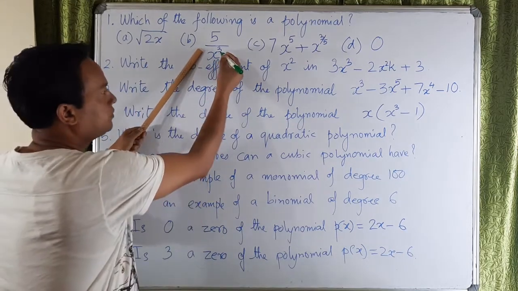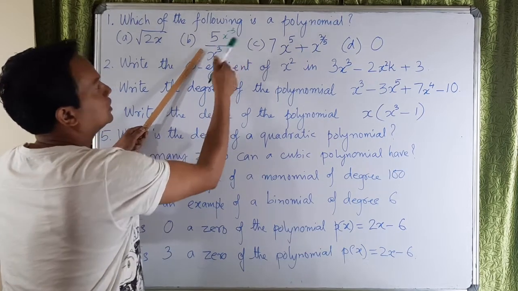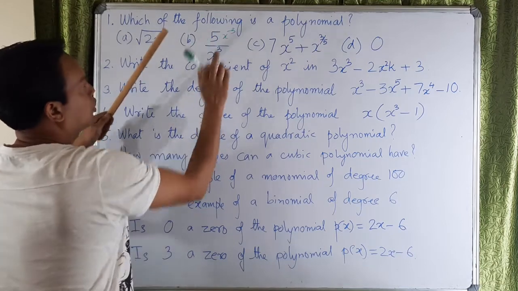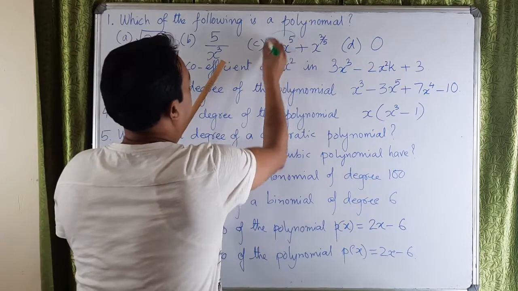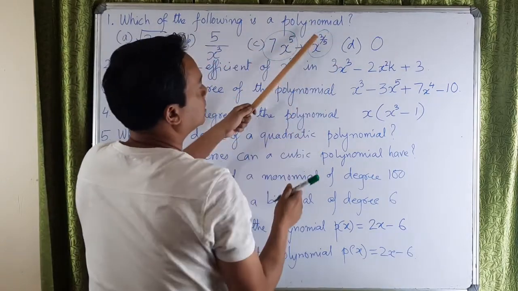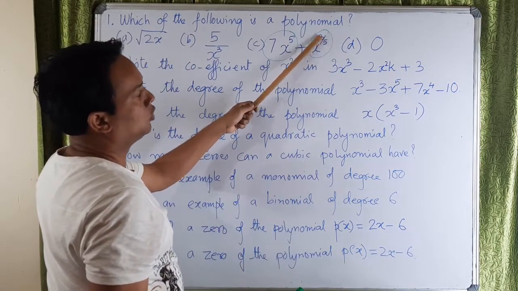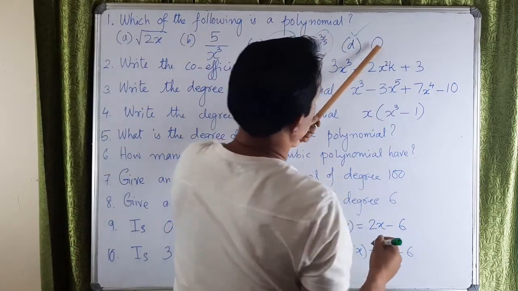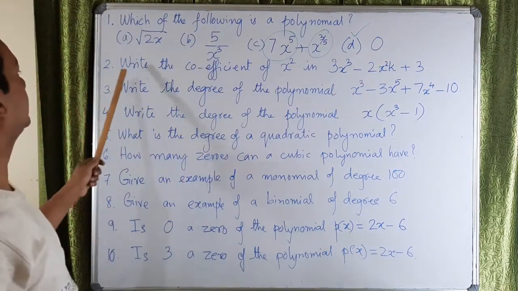Here, x is in the denominator. If it comes to the numerator, it will become like this. If you bring this x cubed there, it will be x to the power minus 3. So again, this is not a polynomial. Now coming here, this term is fine, x power 5, whole number. But in this term, the power of x is a fraction, not a whole number, so not a polynomial. So this is the only one which is a polynomial. 0 is a zero polynomial, remember? This is a polynomial.